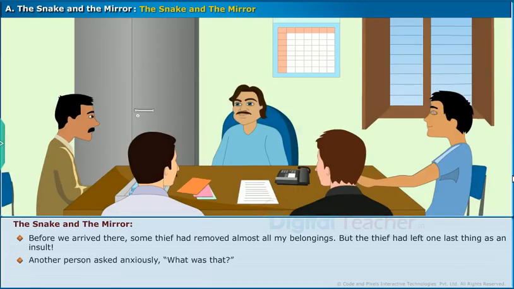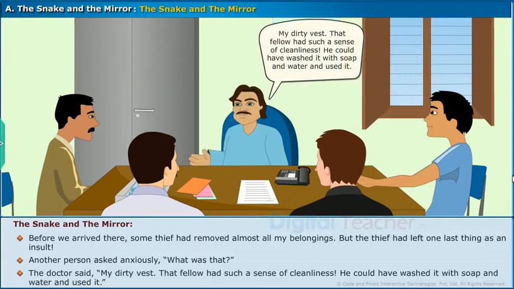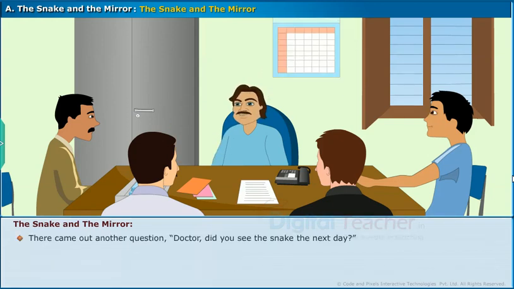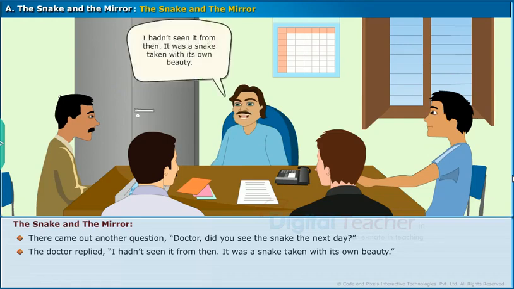Another person asked anxiously, "What was that?" The doctor said, "My dirty vest. That fellow had such a sense of cleanliness, he could have washed it with soap and water and used it." There came out another question. "Doctor, did you see the snake the next day?" The doctor replied, "I hadn't seen it from then. It was a snake taken with its own beauty."